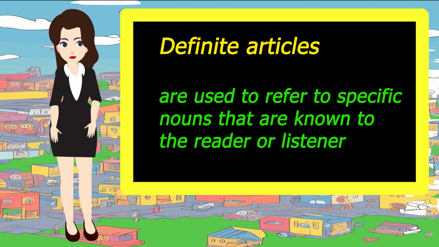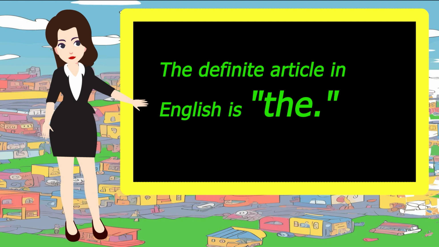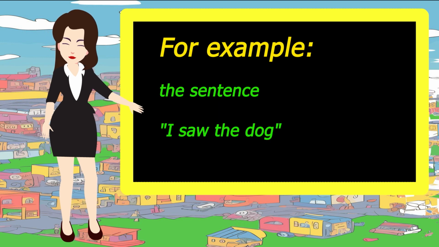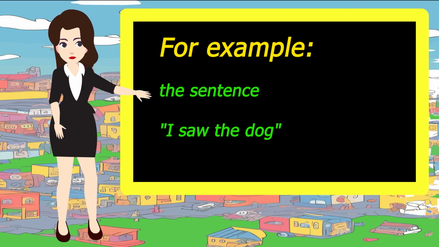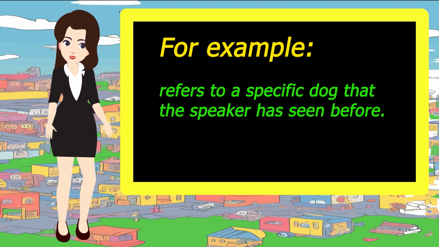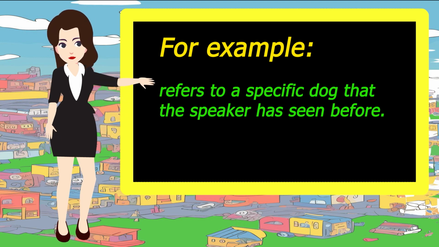Definite articles are used to refer to specific nouns that are known to the reader or listener. The definite article in English is "the." For example, the sentence, "I saw the dog," refers to a specific dog that the speaker has seen before.